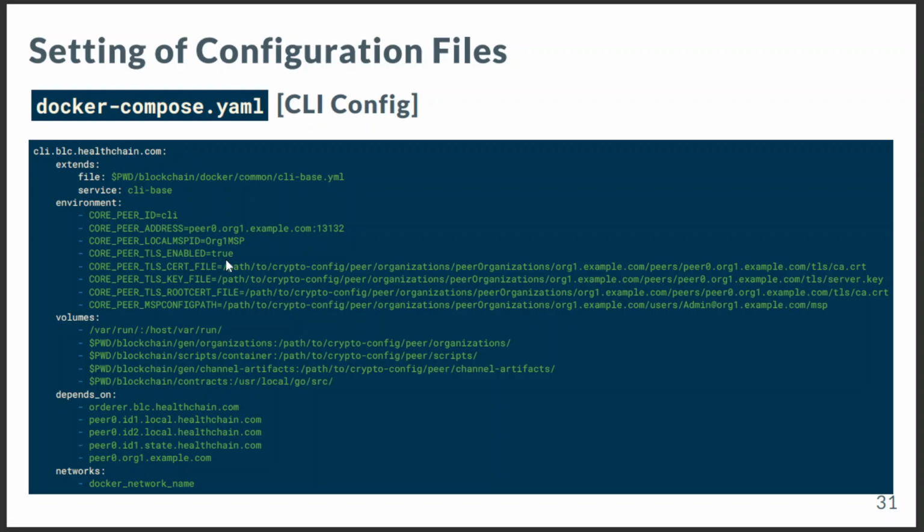The org1's MSP is mentioned, the TLS of course set to true, the TLS certificate and key and the root certificate, and the MSP configuration path. So for the membership service providers, key and certificates. Finally, the volumes are uploaded here.